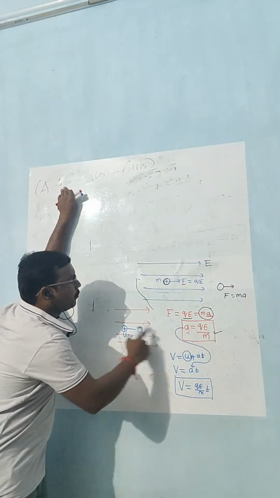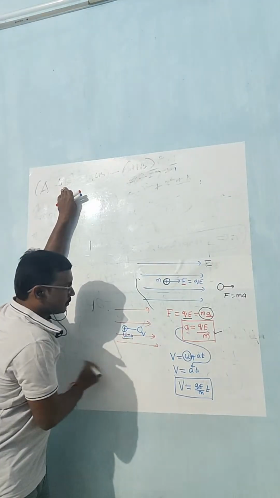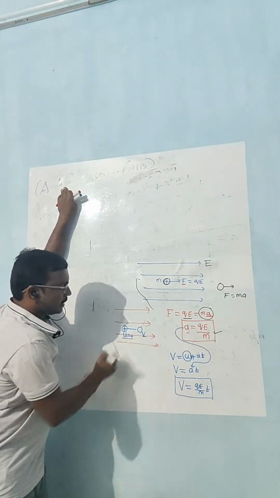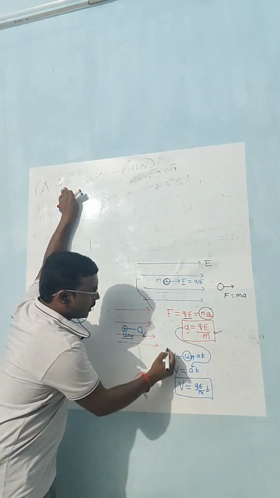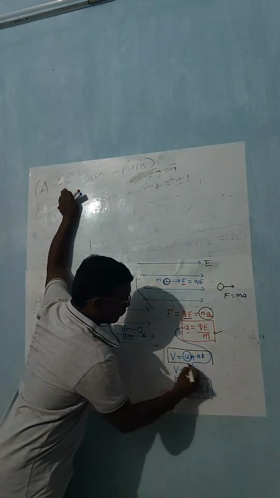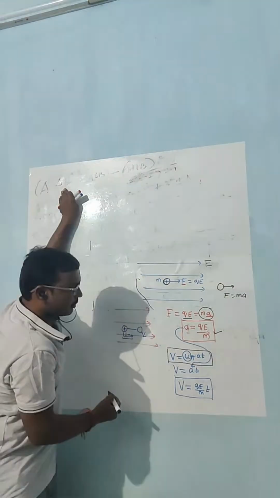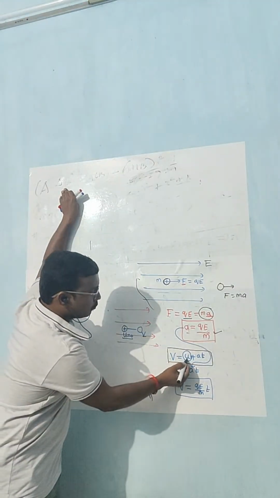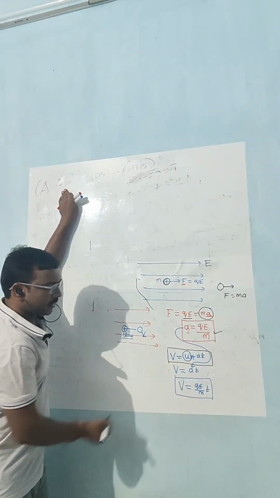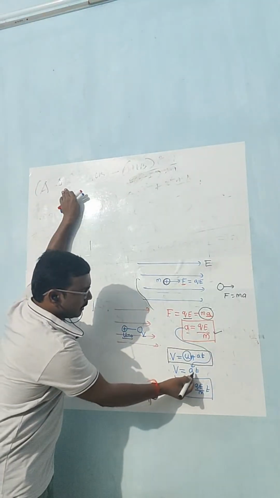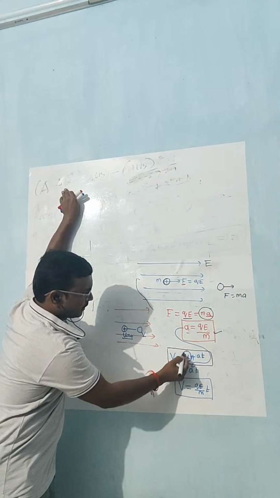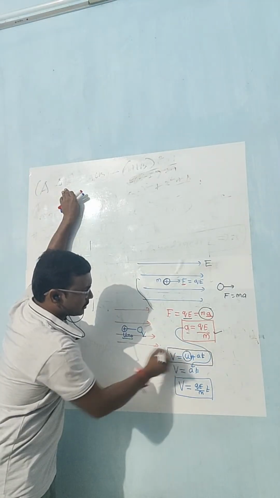After that it is moving here. Initial velocity 0. After this is the final velocity. At that time we have to use Newton's first equation of motion, v equals u plus at. That is given by v equals at, because u, the initial velocity, is 0.